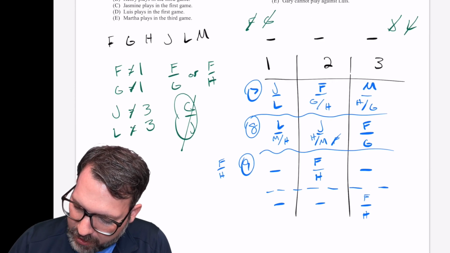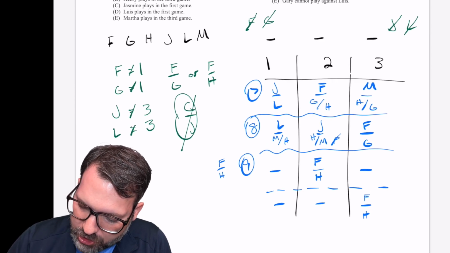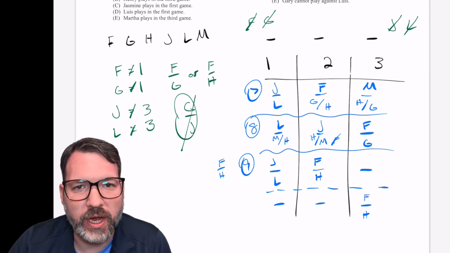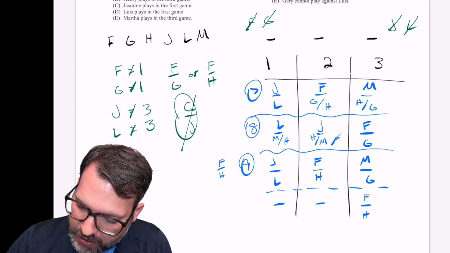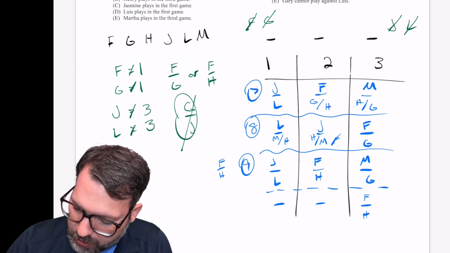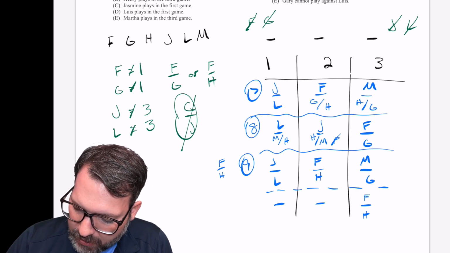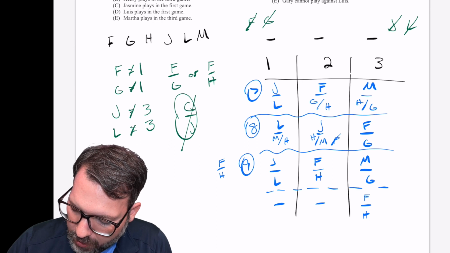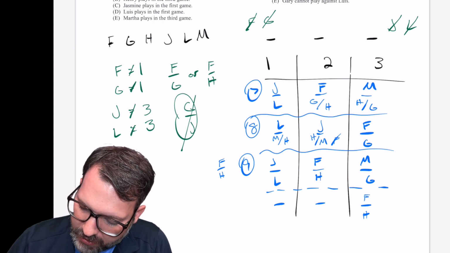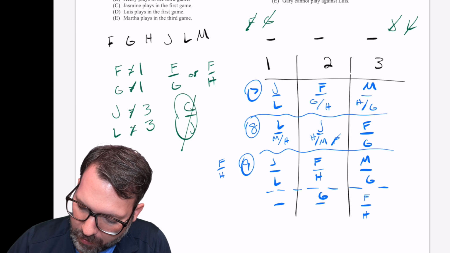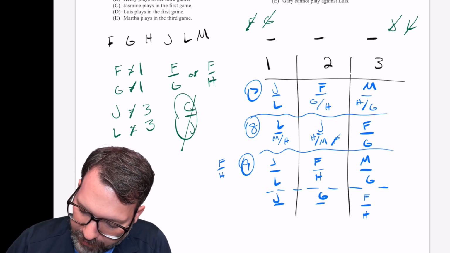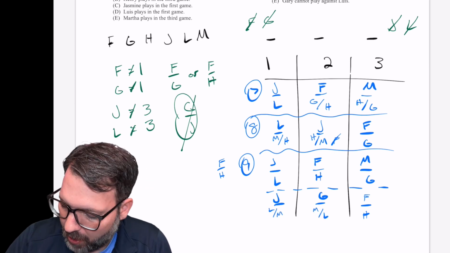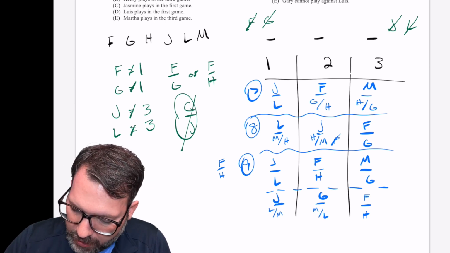Now, of course, if it's FH in slot 2, that really limits me because J and L can't go third. So J and L would have to be first in that case. And then you end up with M against G in slot 3, which looks good to me. And in fact, of course, we know G and J can never go against each other. And G can't go first. So like in this other scenario, G would have to be second. And that would mean that J would have to be first. And then I think we just get a coin flip, LM or ML. But I think either one of those scenarios is okay.